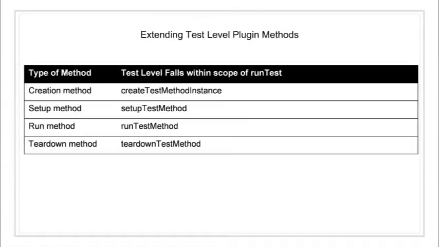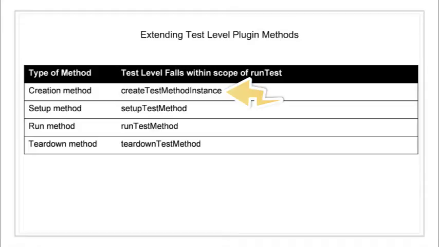The test runner plugin methods at the test level extend the creation, setup, run, and tear down of a single test suite element. A single test element consists of one test method, or if the test is parameterized, one instance of the test parameterization. At the test level, there are four types of methods: creation method, setup method, run method, and tear down method. At this test level, the create test instance method is the only plugin method with an output argument.